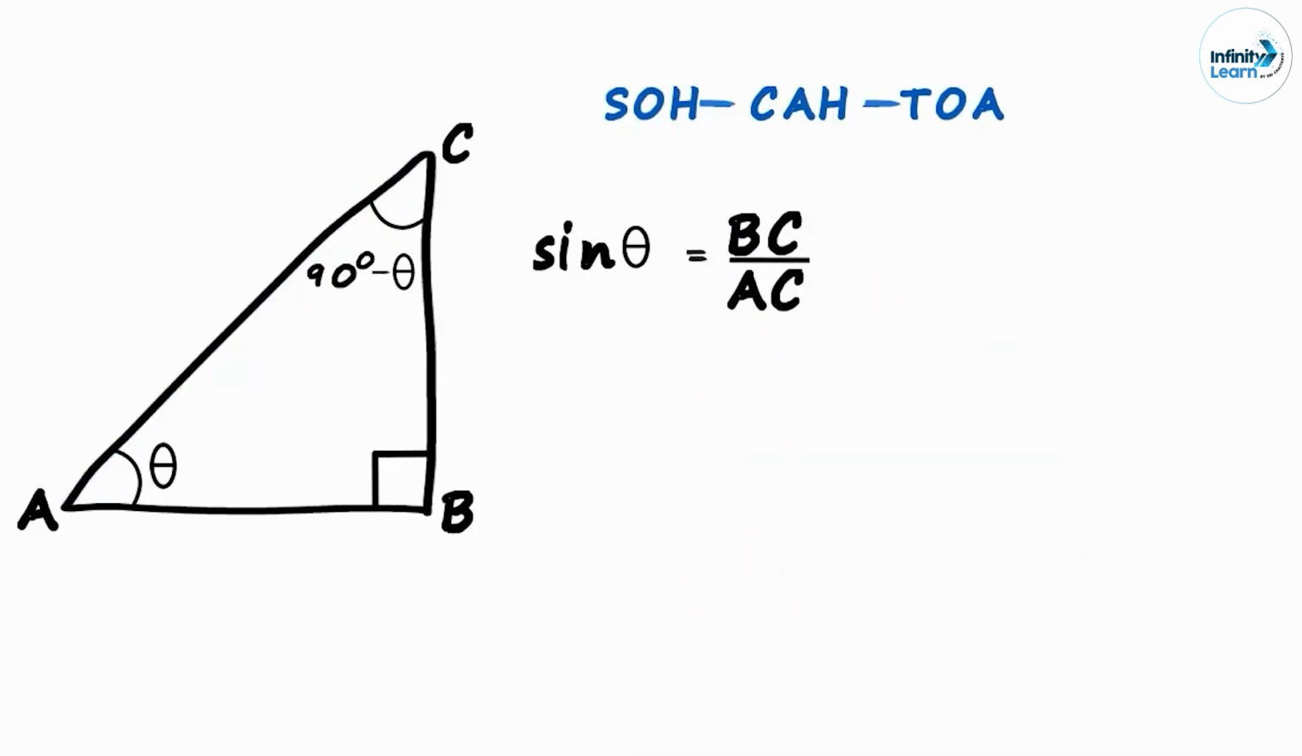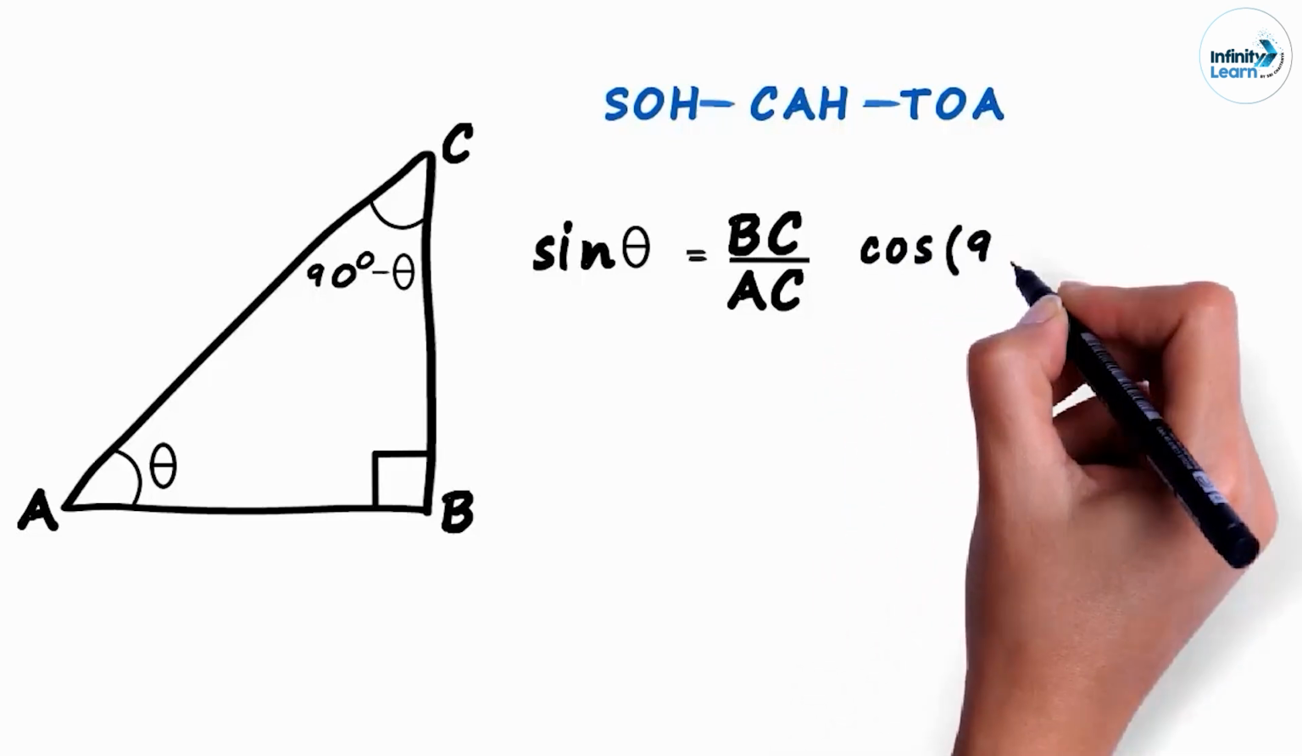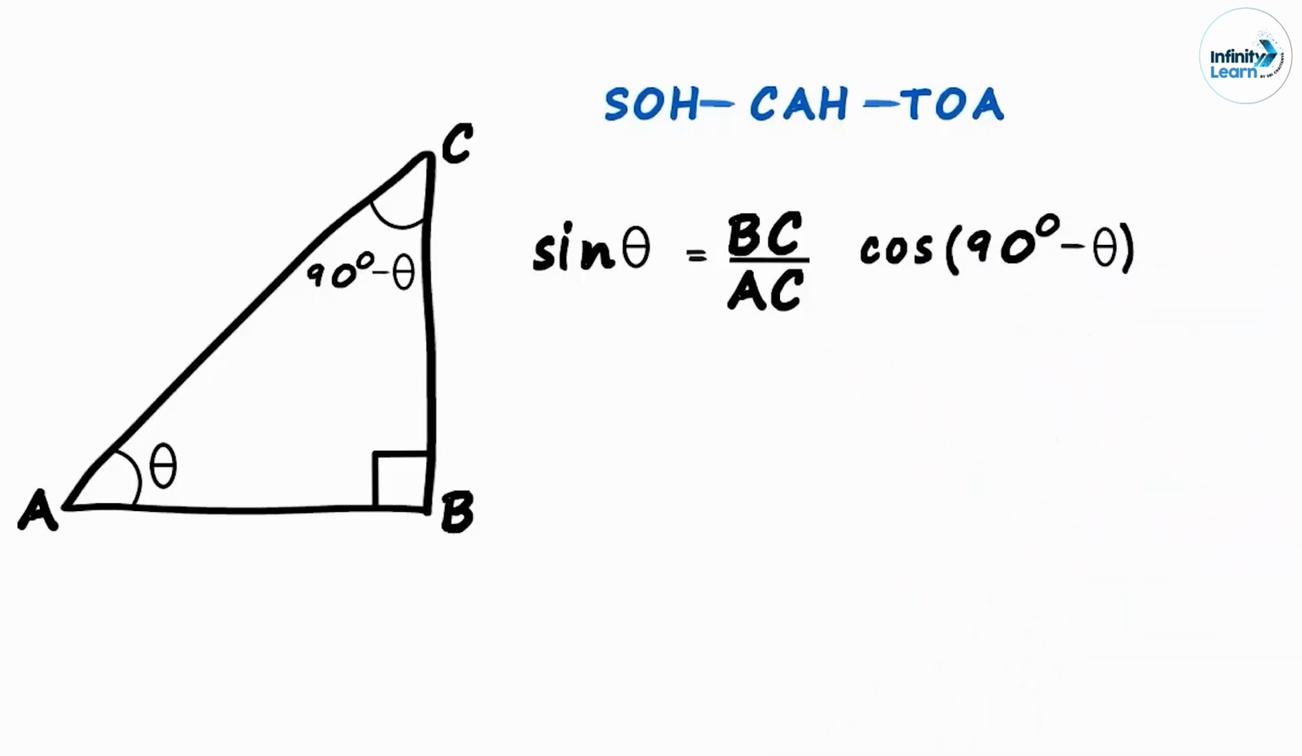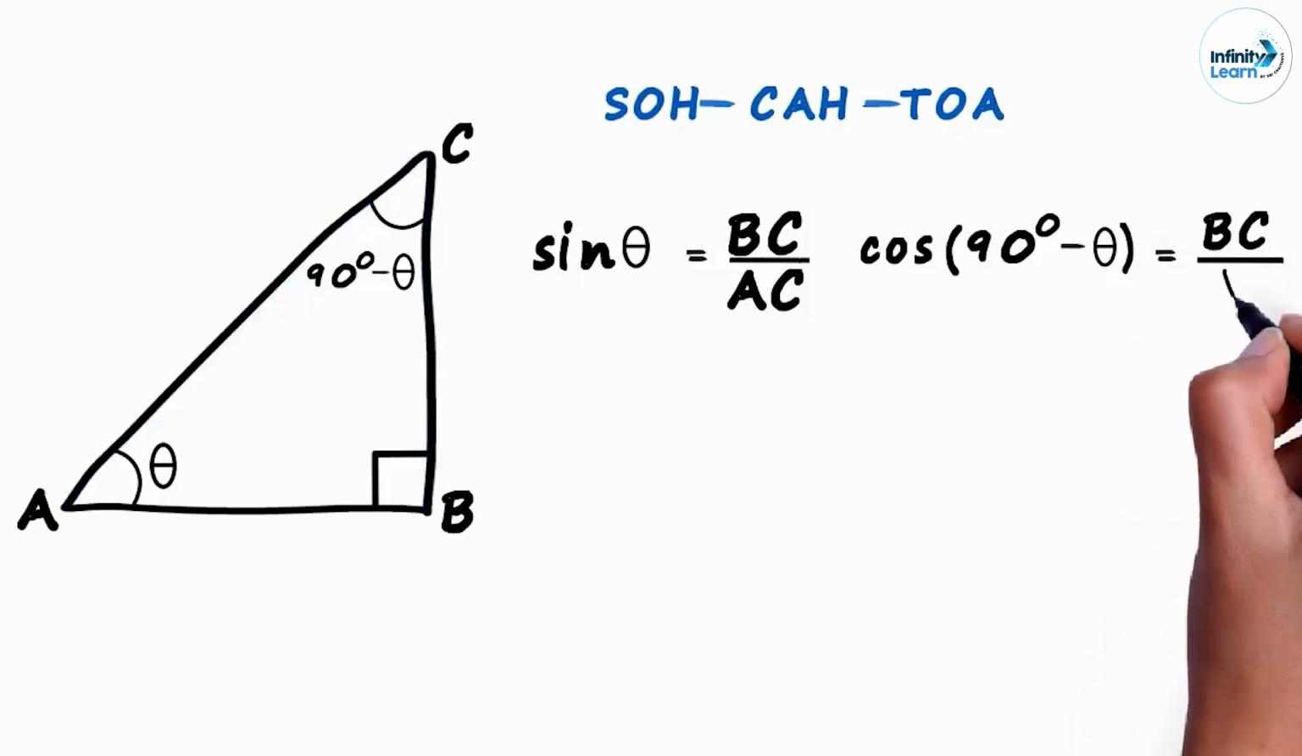Now let's try to find the cos of the other angle. That is cos of 90 minus theta. Cos is adjacent by hypotenuse. The side adjacent to this angle is BC and the hypotenuse is AC. Hence it equals BC by AC.